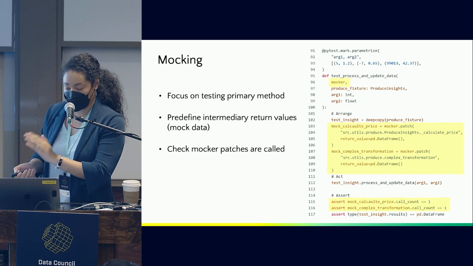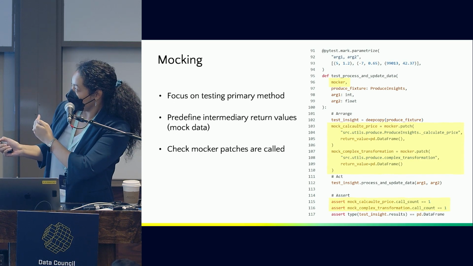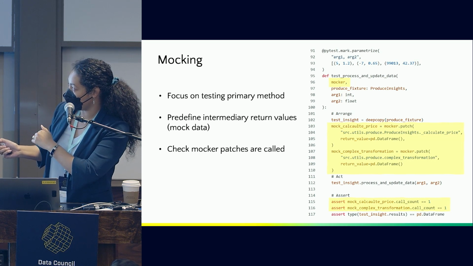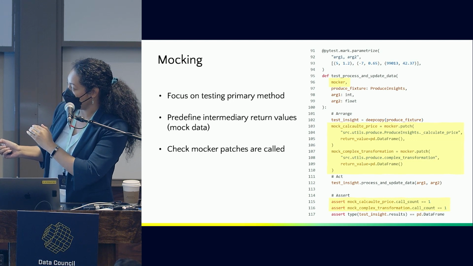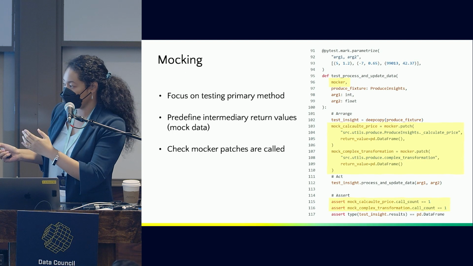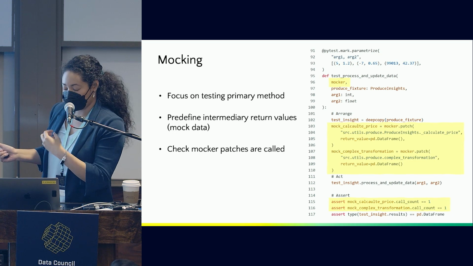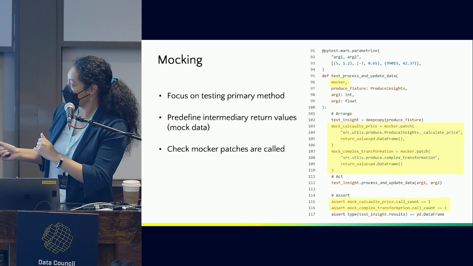So when it comes to the test, as we see on the right, a mocker object is passed into the test itself. This is something that is just available through PyTest mocker. And so you just pass this in, and within your arrange section, in addition to preparing the inputs to the function, you'll want to do your mocker.patch calls as well.